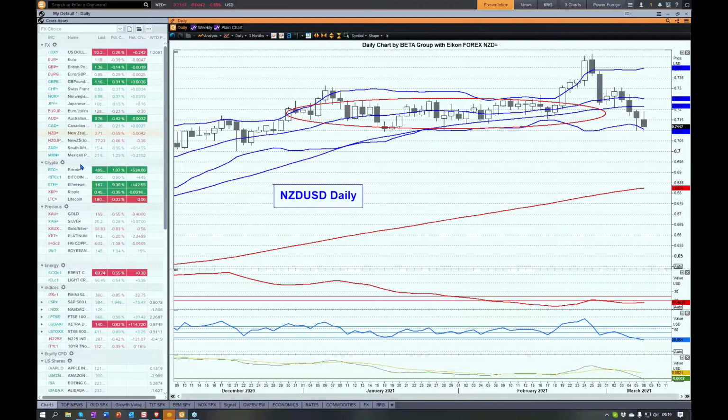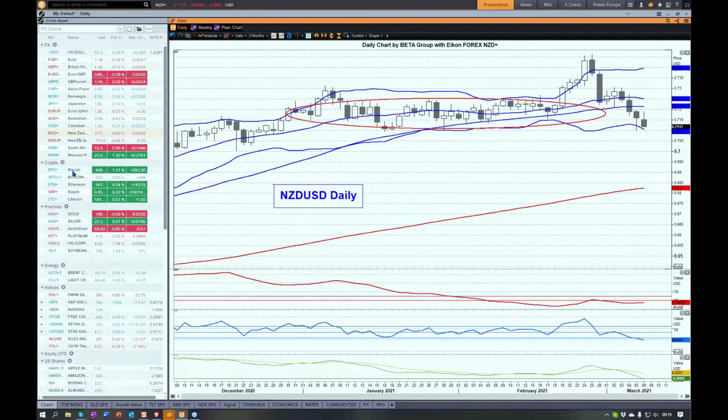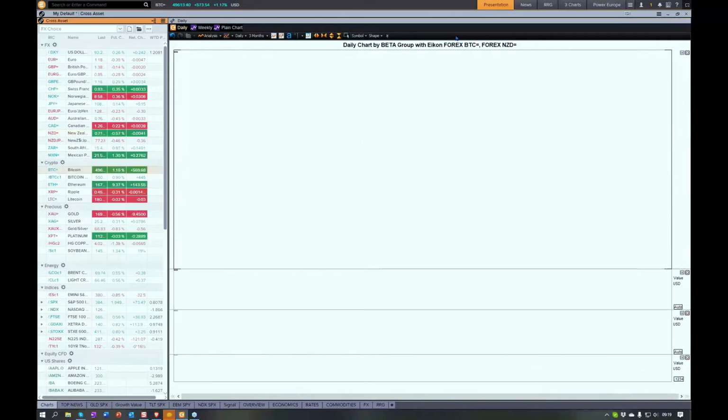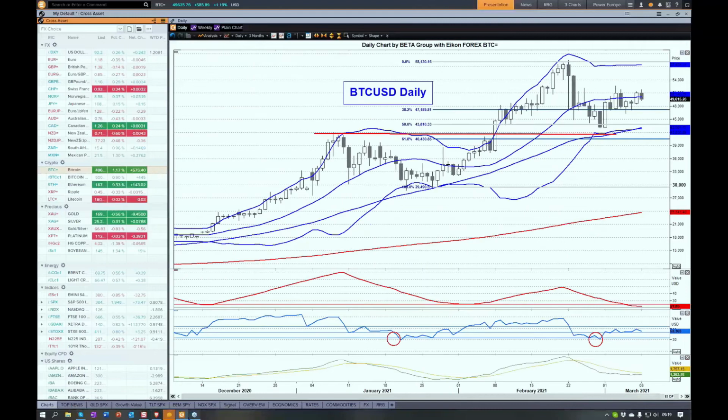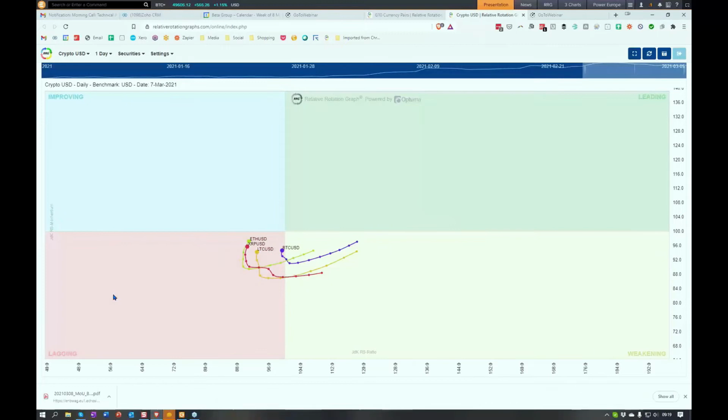Now, moving on to Bitcoin. Before we go to the rotation graph, I'm going to switch now to the crypto relative rotation graph. Just to remind you, in the middle we've got the US dollar. Everything to the right of the US dollar would be stronger than the US dollar. Now, don't forget the dollar is strong. And here we've got the currencies all to the left and all in the lagging quadrant, not having yet moved into the improving quadrant.